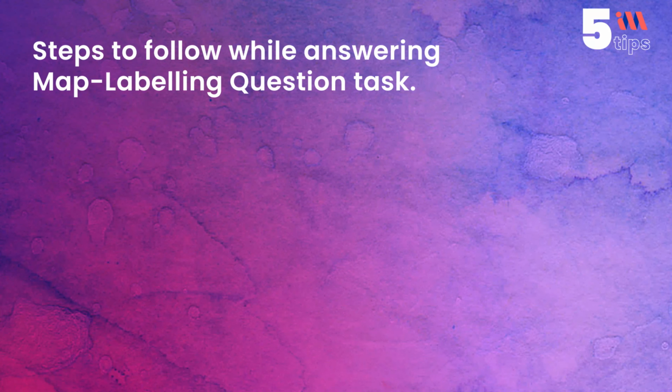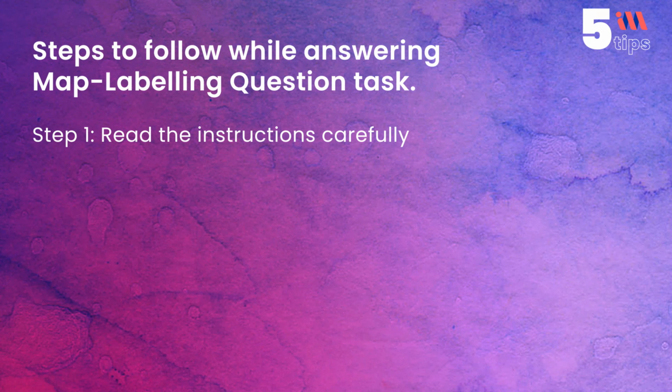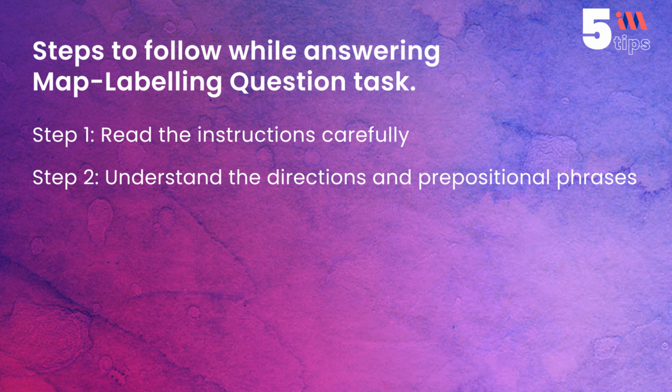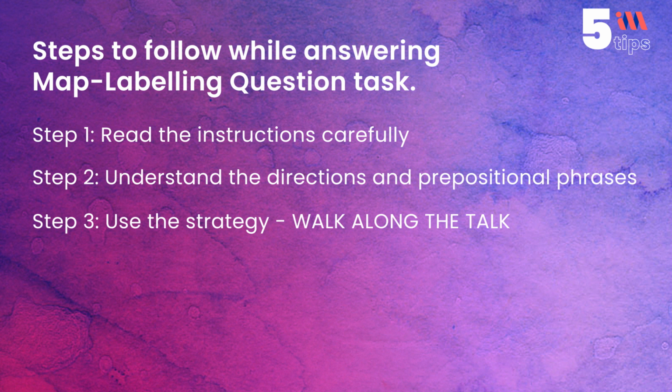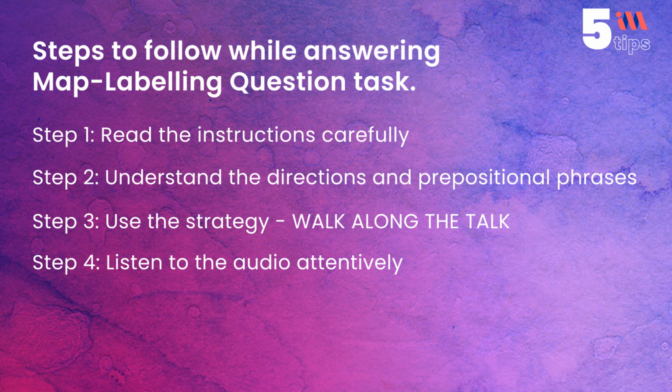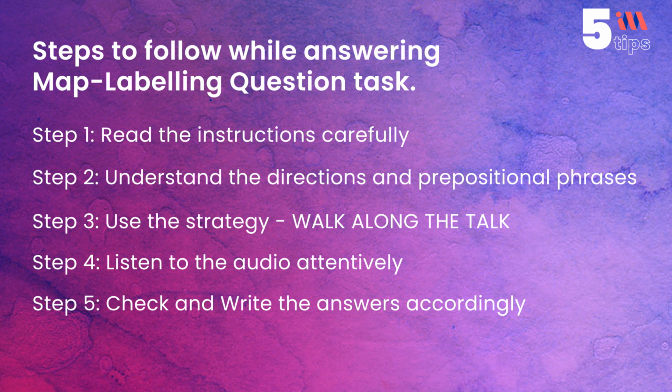Now let's look into the steps, that is easy steps to solve map labeling questions of listening module. Steps to follow while answering map labeling question task. Step 1. Read the instructions carefully. Step 2. Understand the directions and prepositional phrases. Step 3. Use a strategy, that is walk along the talk. Step 4. Listen to the audio attentively. Step 5. Check and write the answers accordingly.